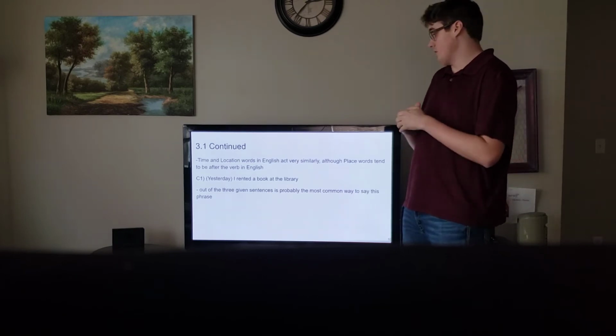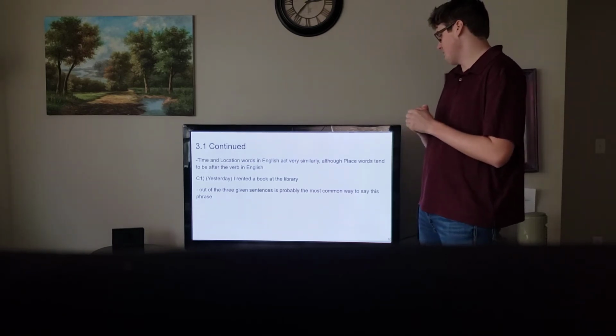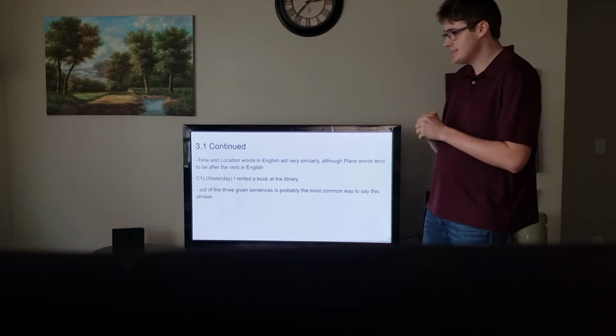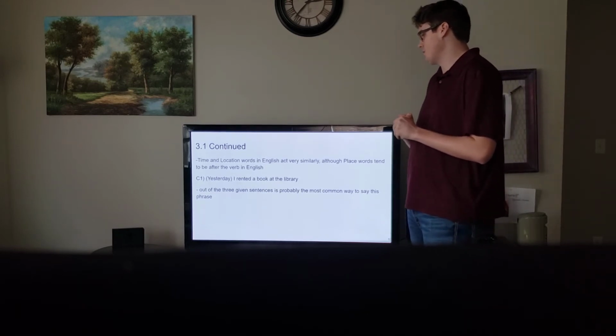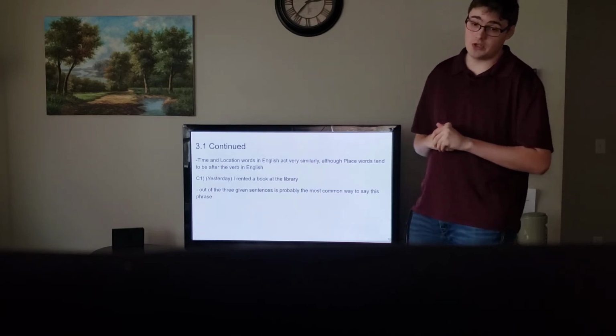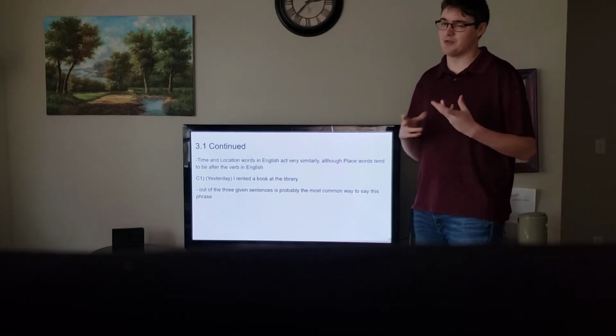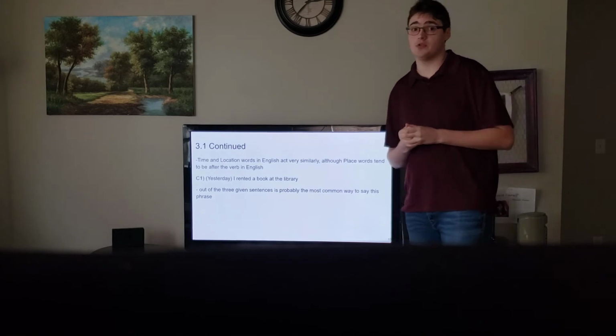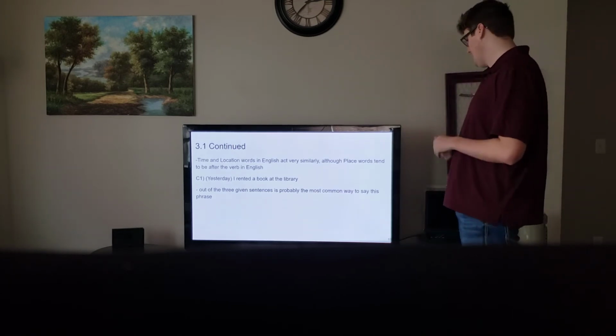C1, out of all the three given sentences, it's probably the most common way to say this phrase, although it is still grammatically correct to have place words be after the verb in English. It just might sound more uncommon or unusual to a native speaker.